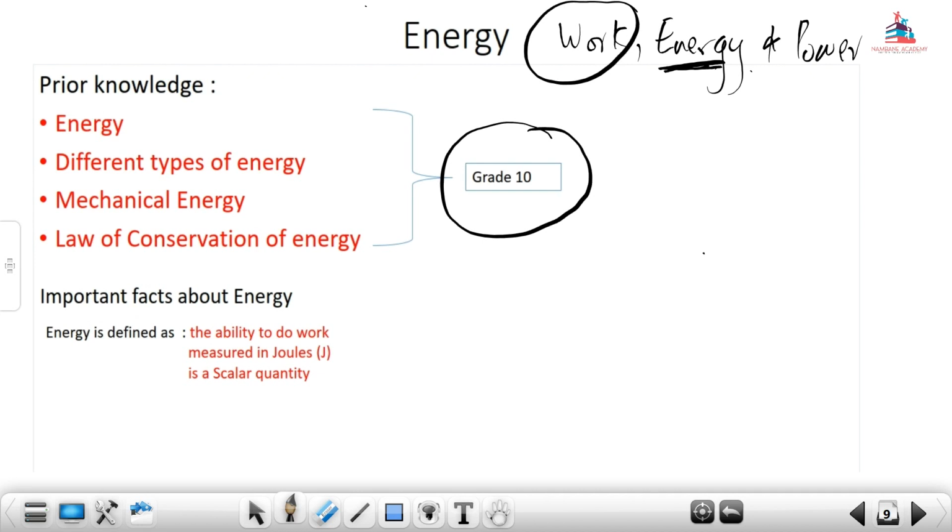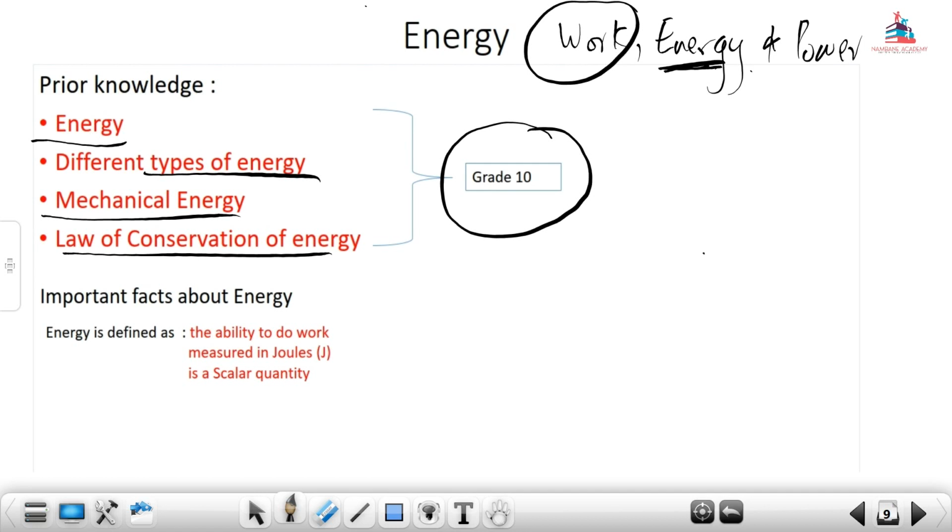So before we can talk grade 12 content, we need to link grade 10 work with what we are currently doing. If you have questions, kindly show by a raise of hand, then I will stop and we'll address your question. The prior knowledge we need is, we need to be able to explain what is energy, different types of energy, what is mechanical energy, and therefore the law of conservation of energy. These are things that we should have been exposed to in grade 10.